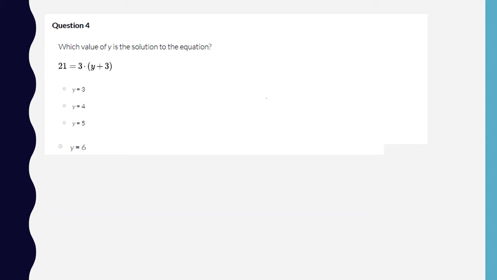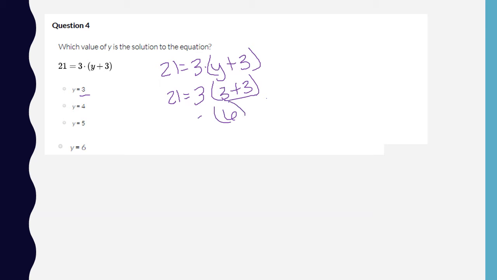Okay, which value of y is the solution to the equation? So I'm going to see which of these I can plug into this equation to make it true. So I've got 21 equals 3 times y plus 3. So I'm going to plug in the 3 first. So 21 equals 3 times 3 plus 3. So I have to do this first. And I do get 21 equals 18. That's not a true statement, so I know that that first option is not the correct one.